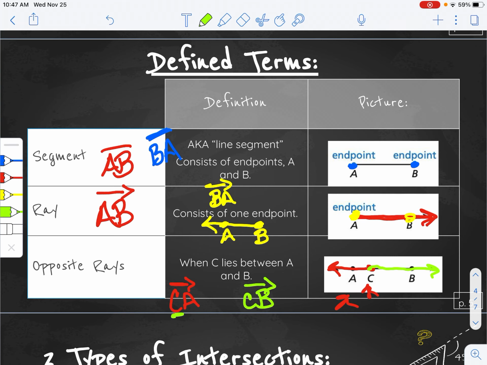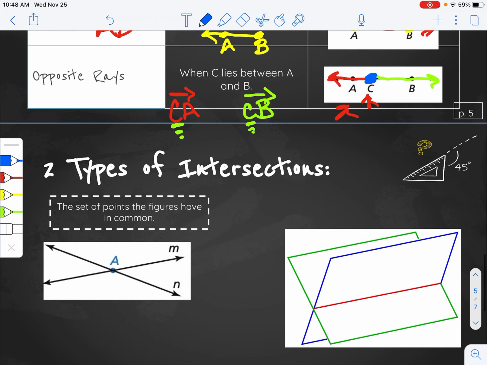Notice how, again, I always put the endpoint first, and then the second capital letter, the point, is where the ray goes through, where the ray continues through. So there's a couple definitions there. A segment, just a chunk. A ray has an endpoint and continues through another point, and then opposite rays. Really, these opposite rays have a common endpoint. They share an endpoint.